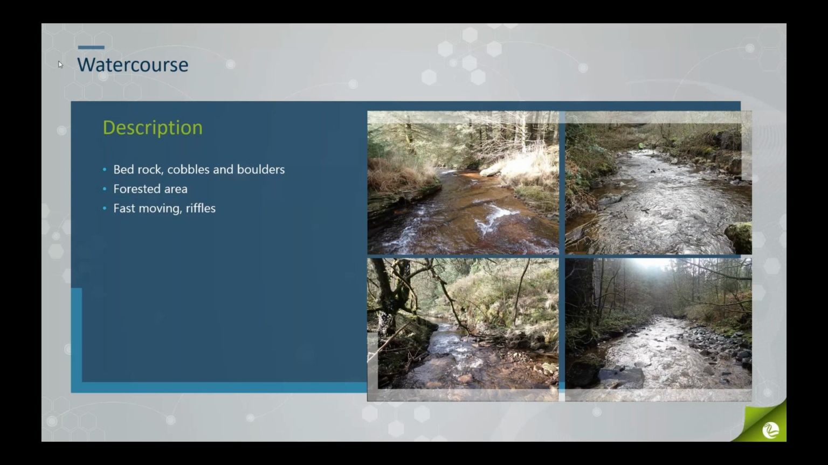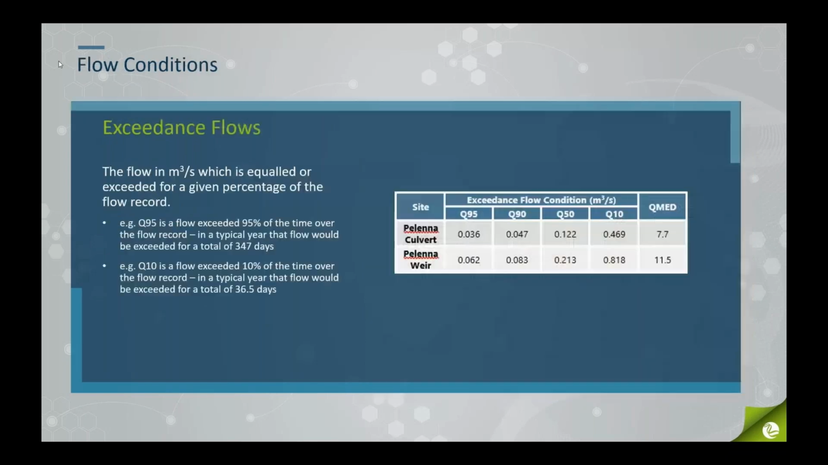And so what about the flow conditions in the watercourse? So because we're looking at fish passage, we're actually looking at what you might call normal flows rather than flood flows. This is all about fish migrating upstream, and they migrate upstream in normal flow conditions.